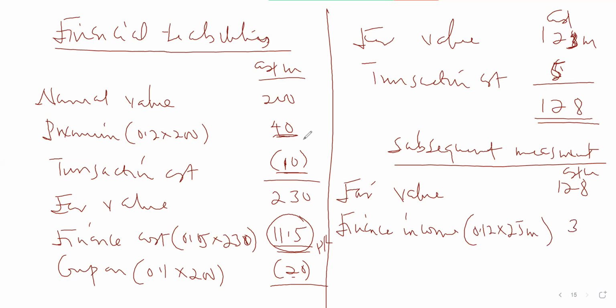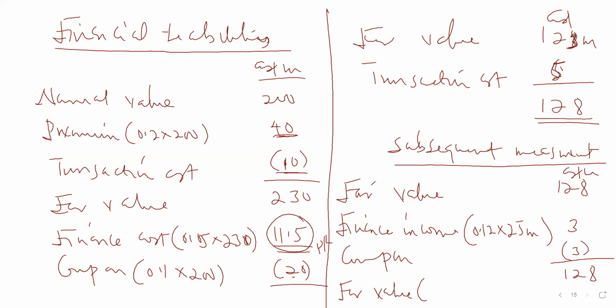And the coupon will still be the same as the 3 million. So the income is 3 million. They will still pay us 3 million. So our value will still be 128. By the end of the year, what do we have to do? We have to find the fair value of this particular instrument and compare it with the current value that we have.